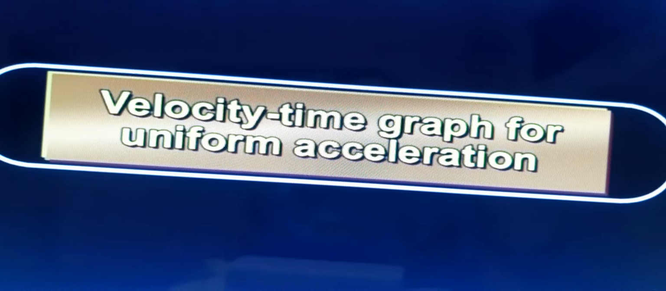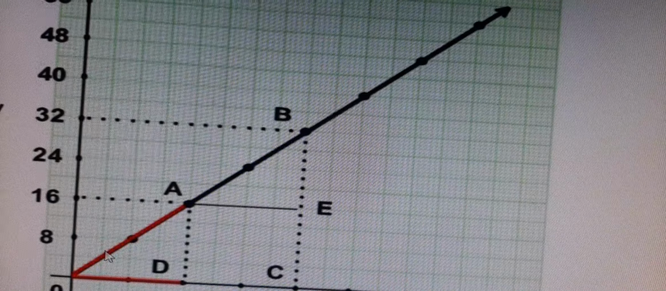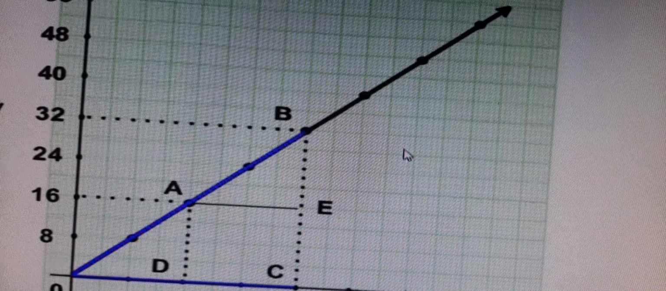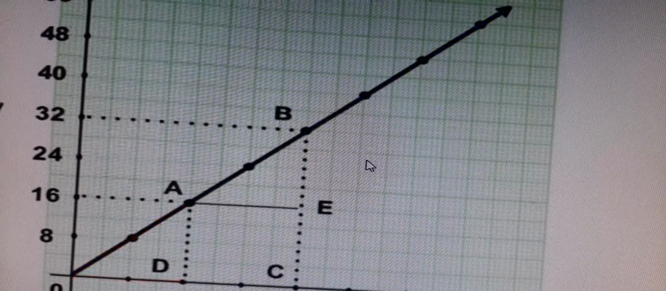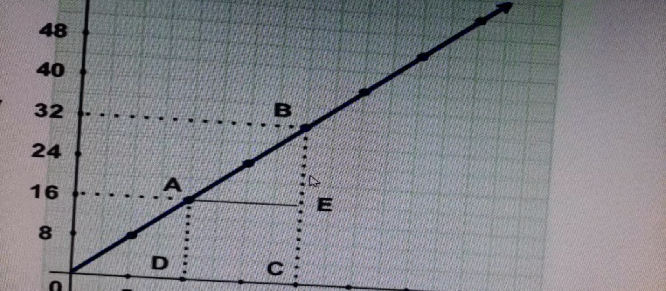Now we can see the velocity time graph for uniform acceleration. It is also a straight line. The velocity changes by equal amounts in equal time intervals. Thus for all uniformly accelerated motion, the velocity time graph is a straight line. For non-uniformly accelerated motion, the velocity time graph may have any shape depending on how acceleration changes with time.